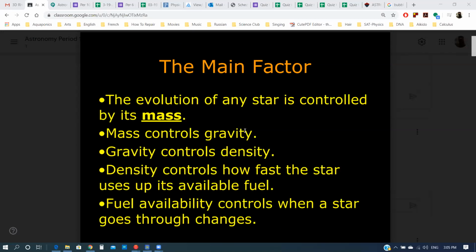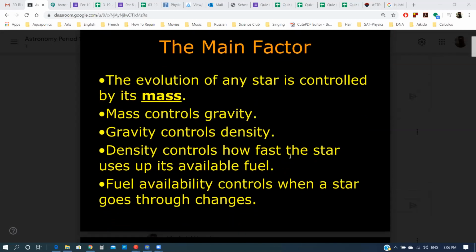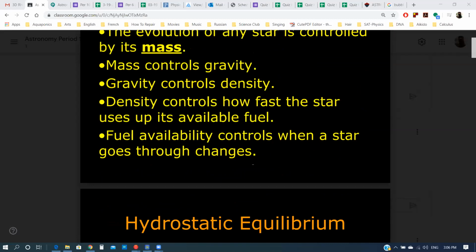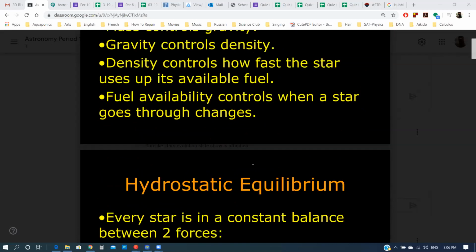The mass also determines availability of the fuel. Density also controls the speed of the reaction. So more massive stars will evolve faster, low mass stars will evolve slower. Fuel availability basically tells us how quickly the star evolves and goes through the changes from the main sequence to outside of the main sequence.